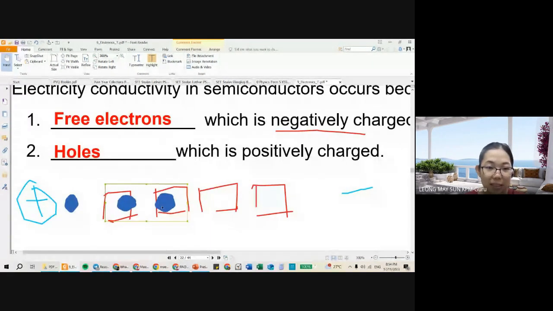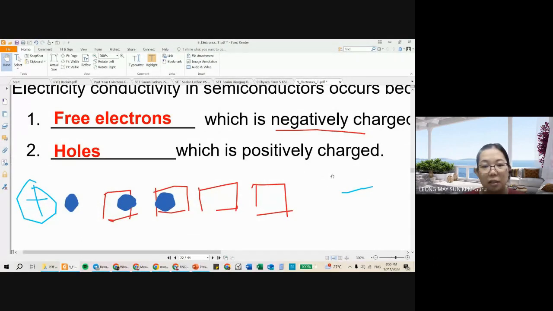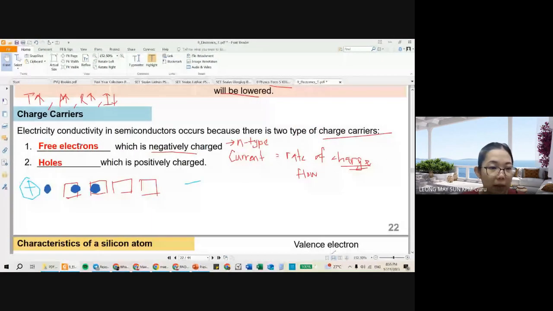Okay, so this is actually holes, which is positively charged. All right, so I hope it explains about positive and negative charge carriers. Negative charge carriers are free electrons. Positive charge carriers are holes, which means atoms with insufficient electrons.